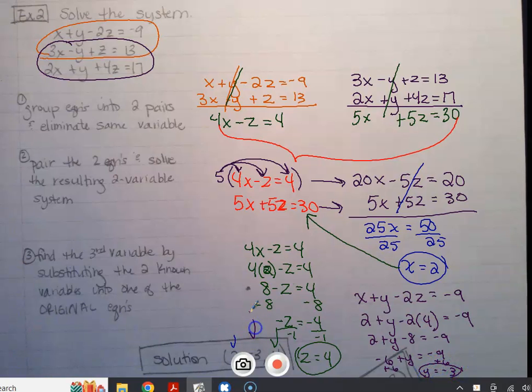So we've got there. And to write the solution, you do have to write it as an ordered pair. And it says down lower, it has to be x, y, z. So you have to write it in that order. So our x is 2, our y is the negative 3, comma the z, which is 4. That is your solution.